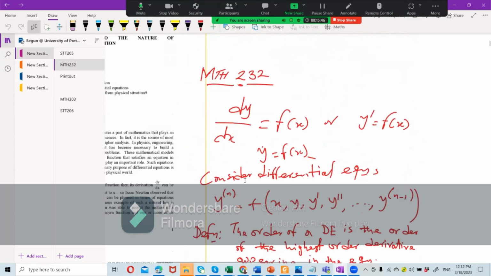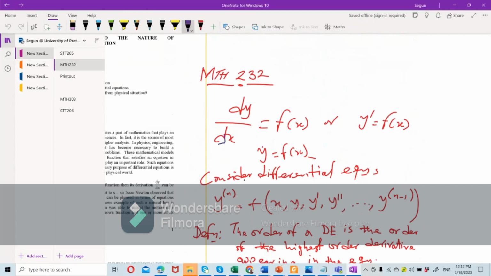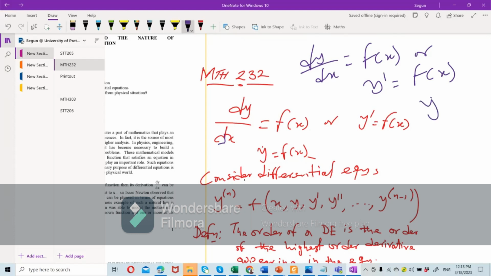Okay, let's look at this. We have what we call dy/dx. The dy/dx can be in this form. We have dy/dx can be f of x, or they can put it y prime equals f of x, or they put it y dot equals f of x.